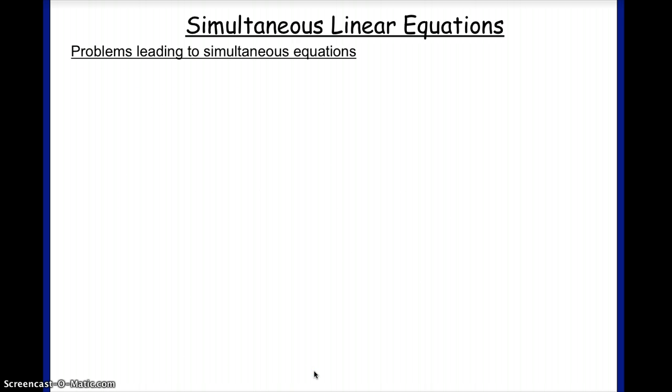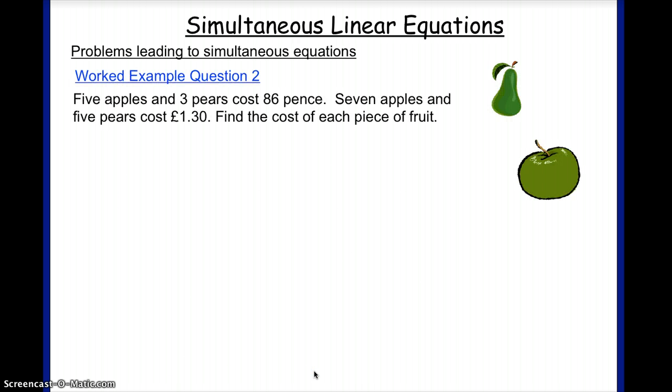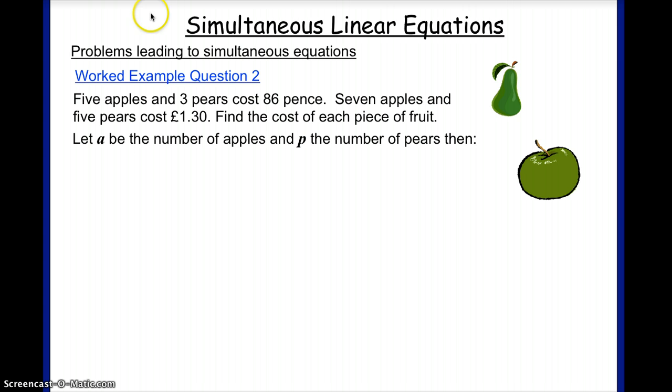Okay, let's move on to the second example. Say you have 5 apples and 3 pears and they cost 86 pence. Then you have 7 apples and 5 pears cost £1 and 30 pence. Find the cost of each piece of fruit. Again, you're wanting to find two different types of fruit, and you can use a different variable. Instead of using x and y, we would like to use a variable that will be descriptive of our fruits. So let A represent apples and P will represent pears.